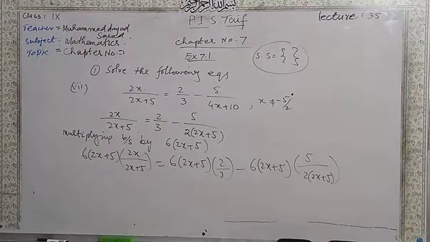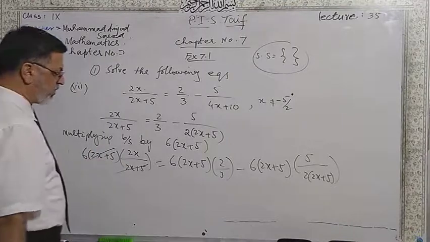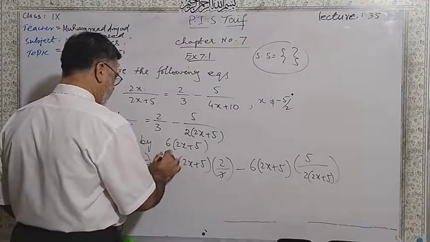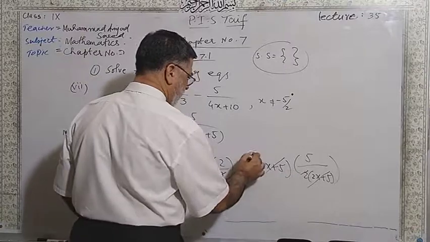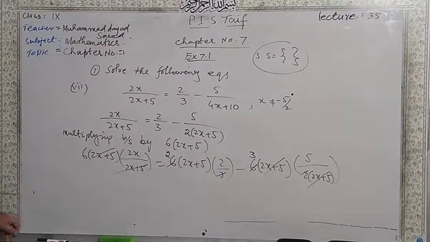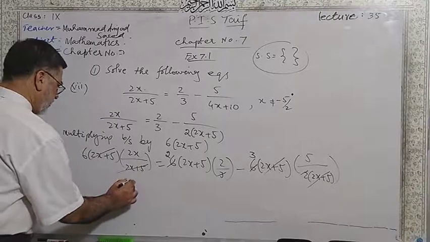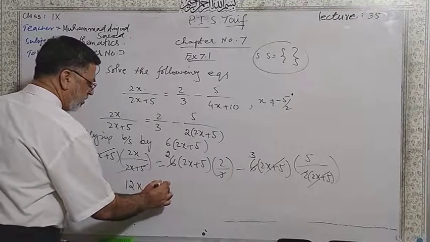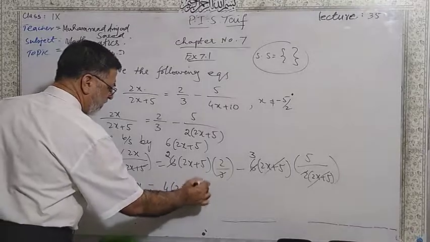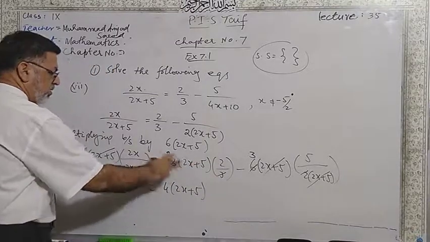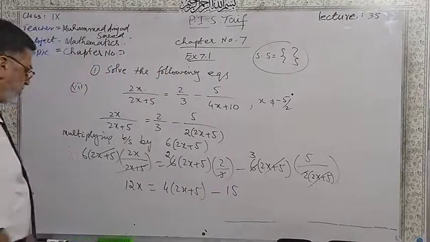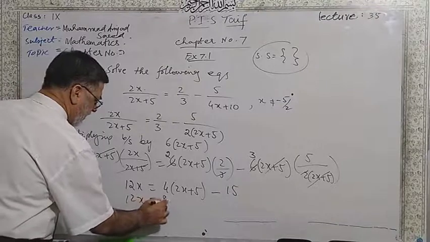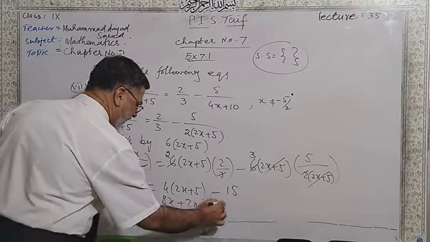Now you can have 2x plus 5 cancelled out, 3 times 6, 2x plus 5 cancelled out, and 2 threes are 6. Now dear students, we are left with 12x is equal to 4 into 2x plus 5. This is 2 into 2, 4. 4 into 2x plus 5. And minus 15. Here is 12x is equal to 8x plus 20 minus 15.